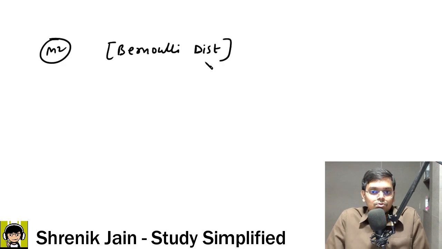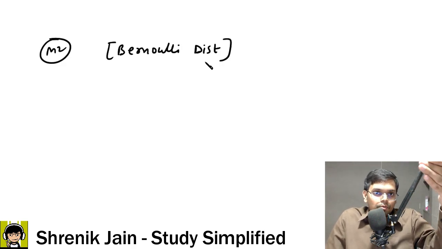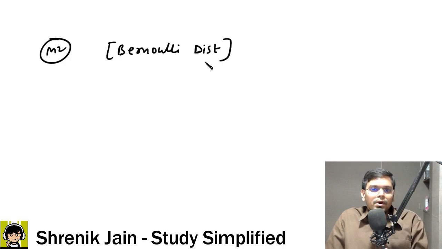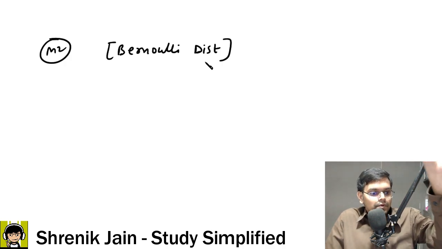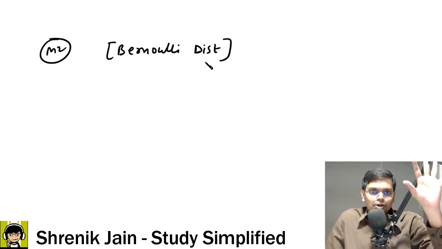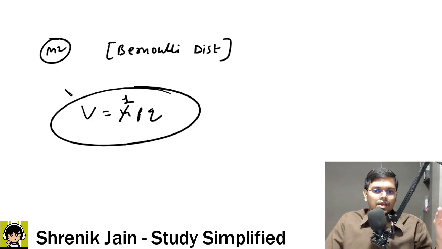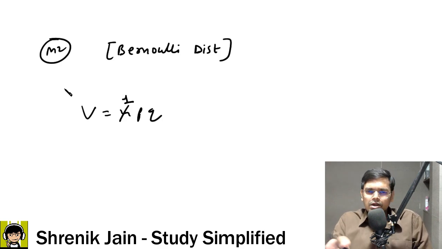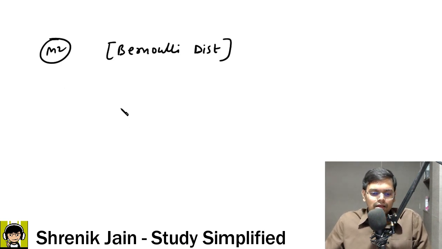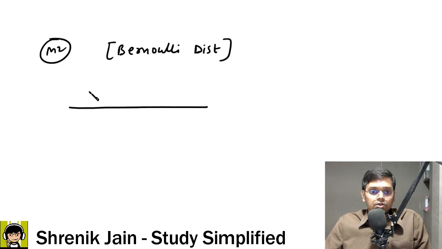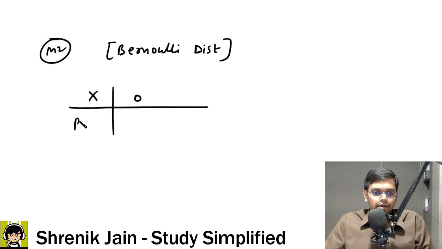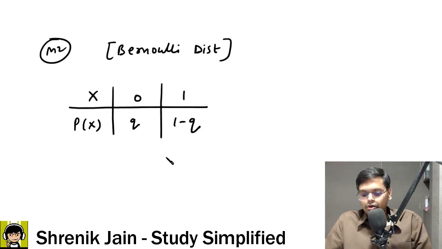In the Bernoulli distribution, there is a trick. The Bernoulli comes from a special case of binomial. In binomial, variance is equal to N into P into Q. But in Bernoulli, the number of trials is 1. So variance is just P into Q. Whatever probabilities you see, just multiply them. Sir, our table was: when x is 0, the P of x was q, but when x is 1, the P of x was 1 minus q. Yes or no? Check it out.